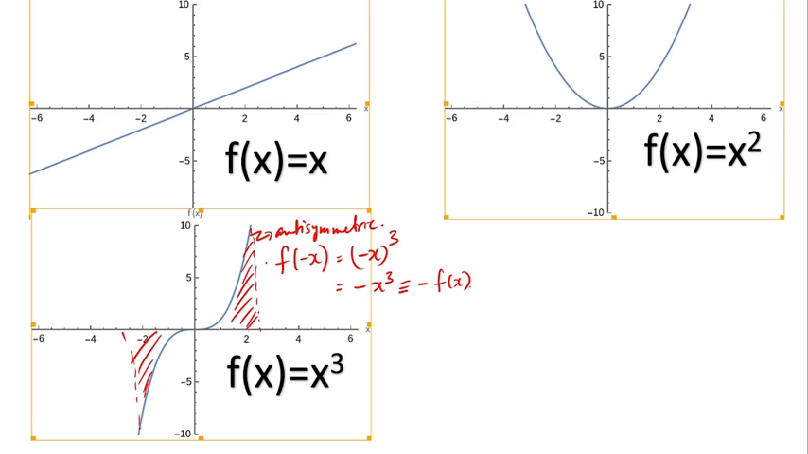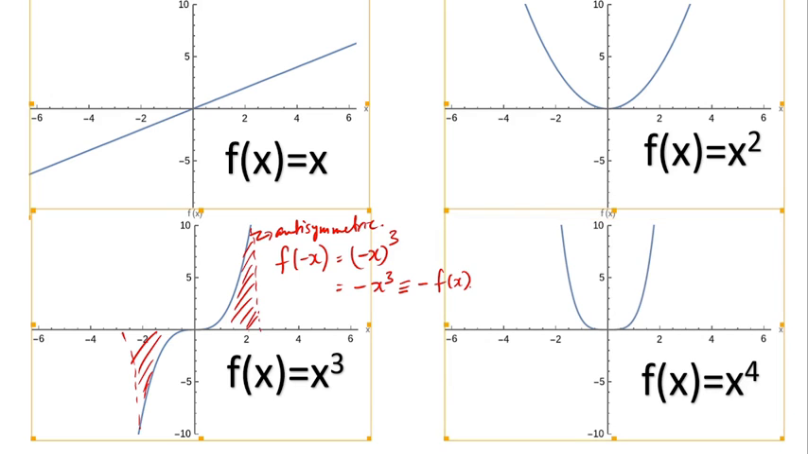So whenever you have a function, the first thing you have to note down is whether the function is symmetric or antisymmetric. Now here is another function which is f of x is equal to x to the power 4, which also apparently looks like that of a parabolic curve.